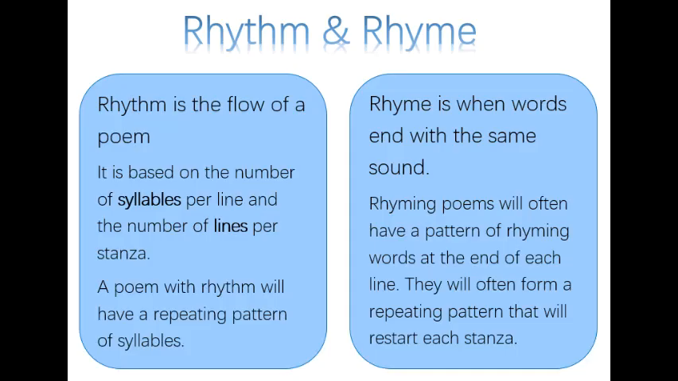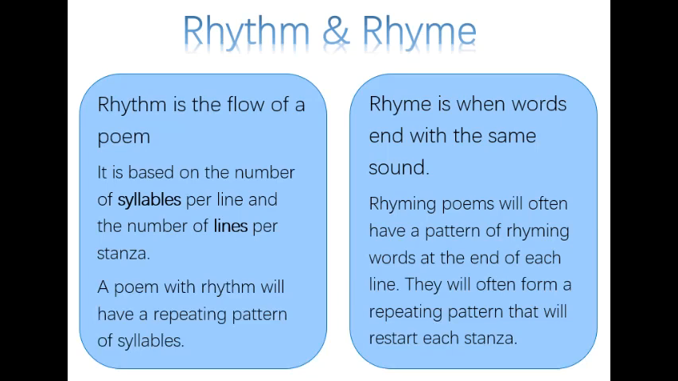Alrighty, so let's have a quick look at what rhythm and rhyme are. So rhythm is the flow of a poem. This is based on the number of syllables per line and the number of lines per stanza. A poem that has rhythm will have a repeating pattern of syllables. So you might have the first line with 7 syllables and the second line with 5. Then it might repeat itself, 7, 5, 7, 5, 7, 5. And that should repeat between the different stanzas as well, whatever pattern it has. We'll have a look at that a little bit later.